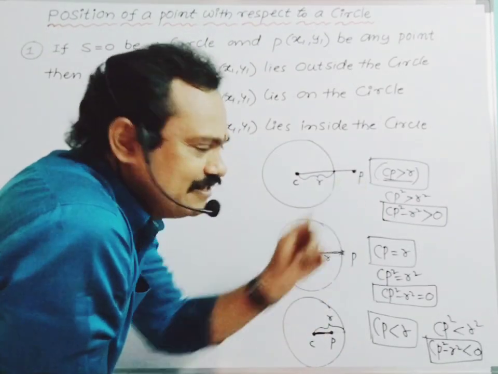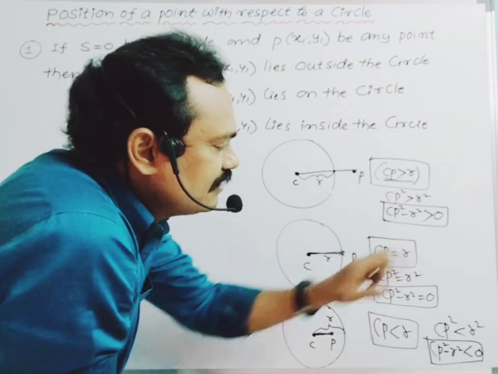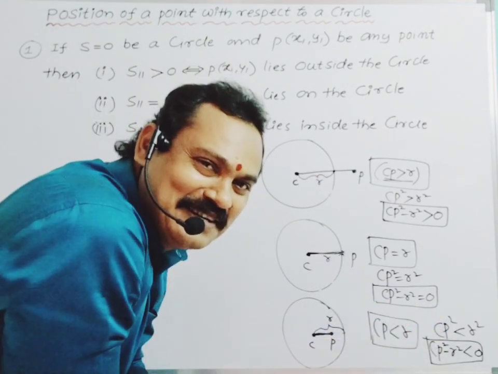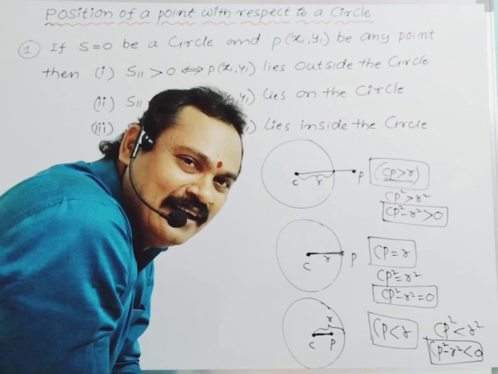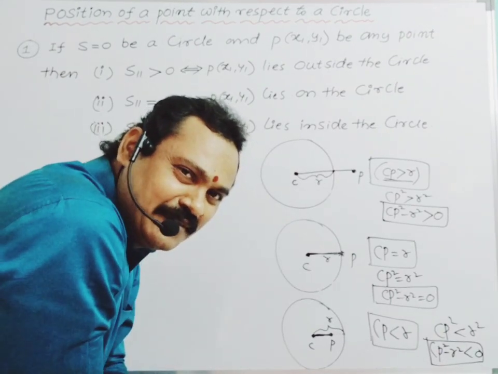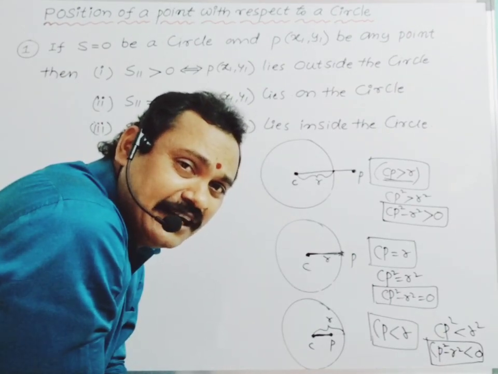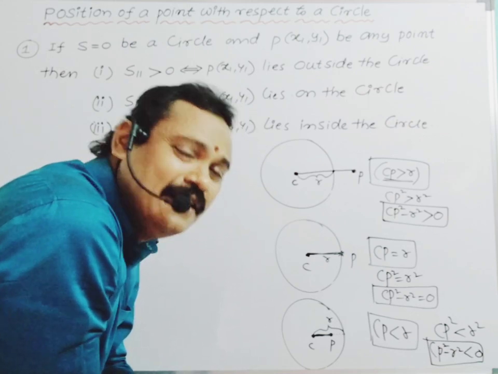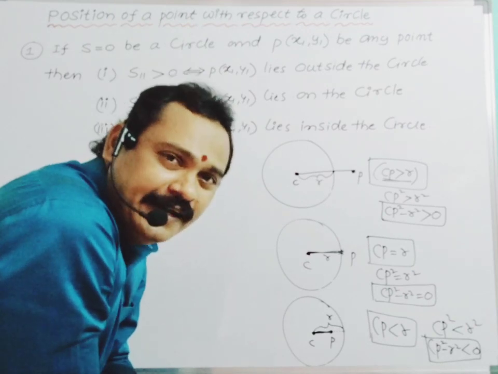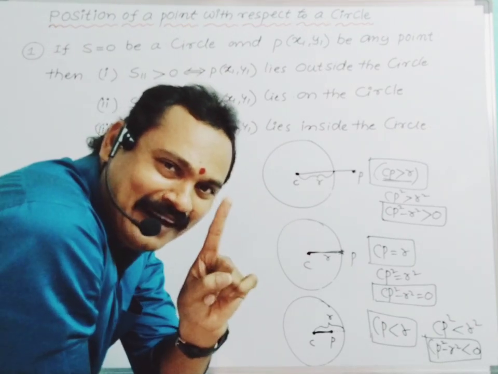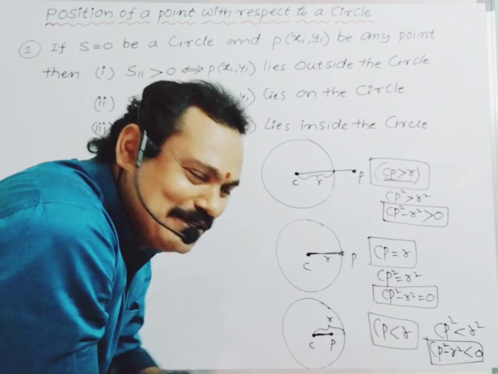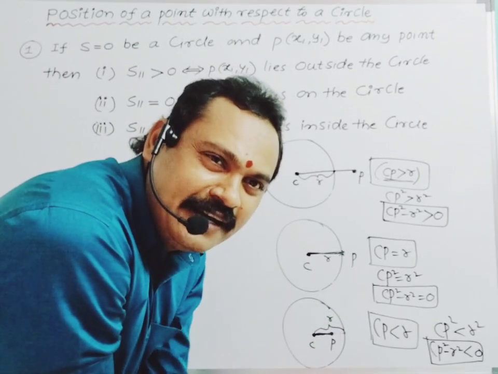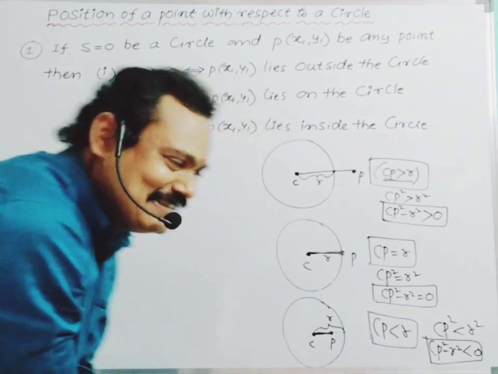If you observe all these expressions: CP square minus R square is greater than 0, CP square minus R square equals 0, CP square minus R square is less than 0. Whether our point lies outside of the circle, on the circle, or inside of the circle depends on only one expression, that is CP square minus R square. Actually, what is CP square minus R square? Let us find out.